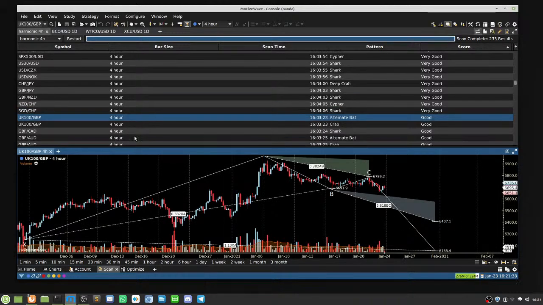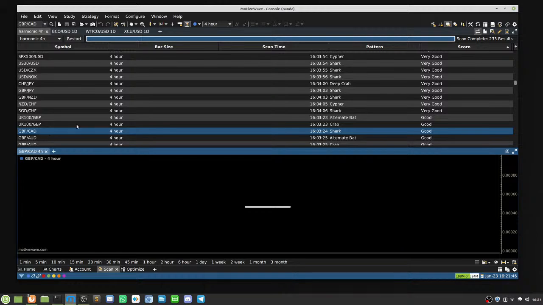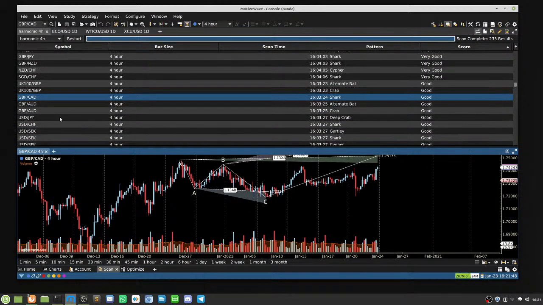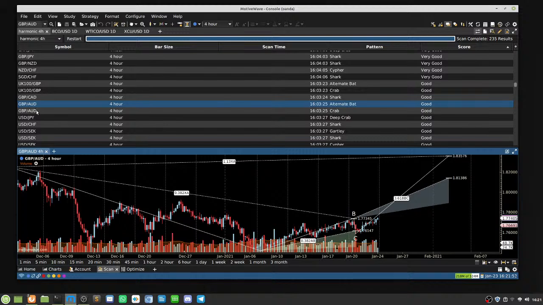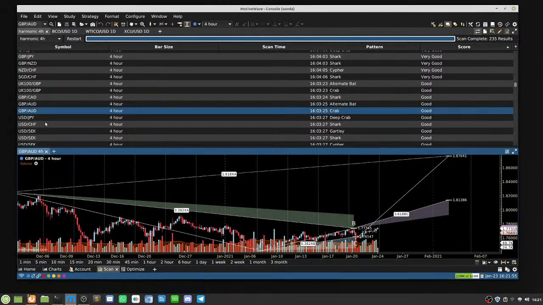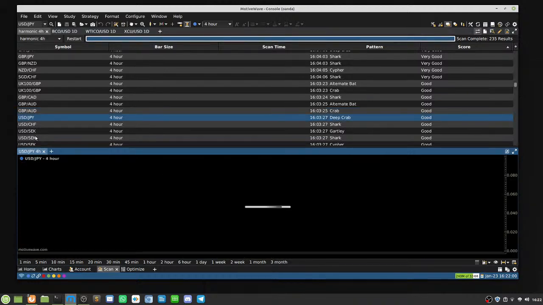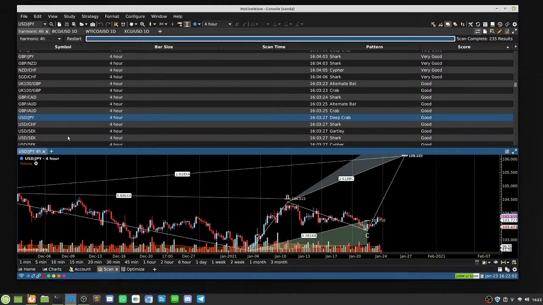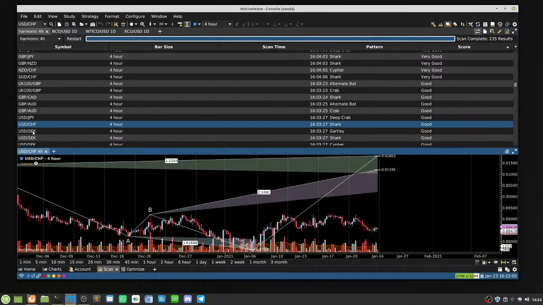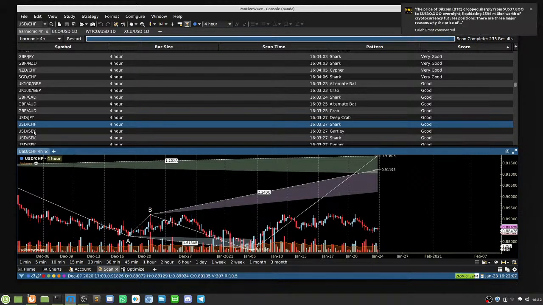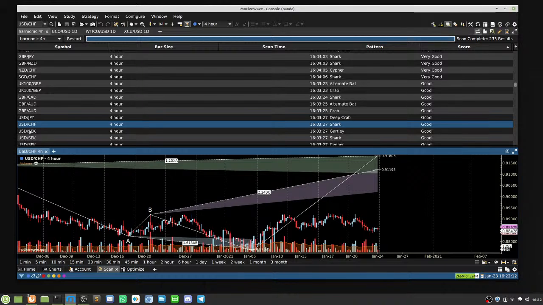Okay, UK 100 shorts, two of them. Okay, British pound Canadian long, British pound Australia long, British pound Australia long. So there's two of those. So again, the British pound's looking pretty good. USD Japanese yen, that's looking good, long there. USD CHF, between the two, I take the one in Japanese yen. Oh man, more spam. It's just out of control.